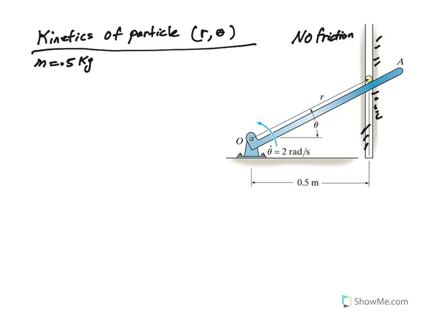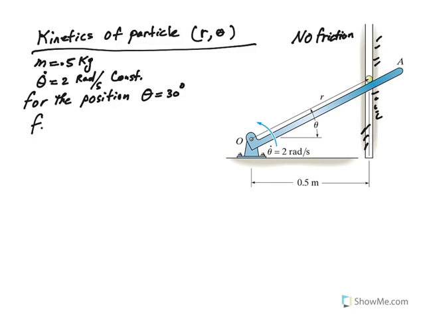This is due to the rotation of the arm OA. As you could see, this arm OA is rotating at this angular speed, this theta dot, that is given to be 2 radians per second and happens to be constant. So it is rotating at a constant angular speed of 2 radians per second. What we want to find is for the position corresponding to theta equal 30 degrees.